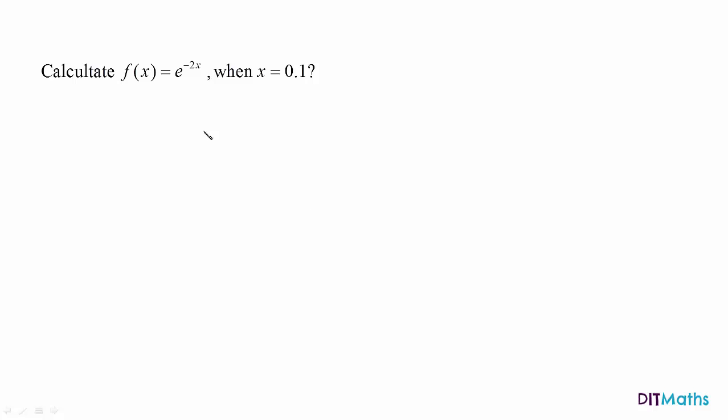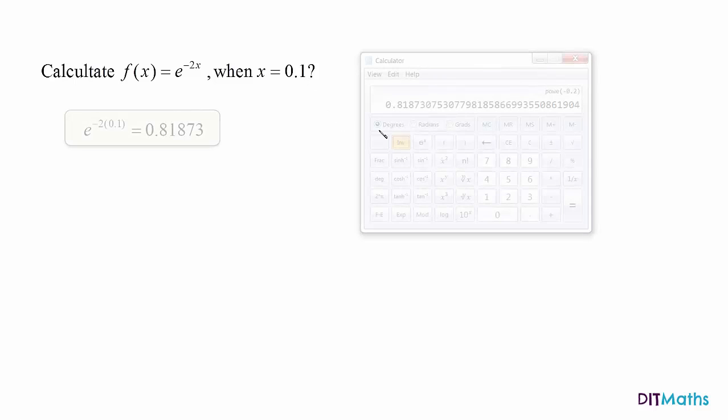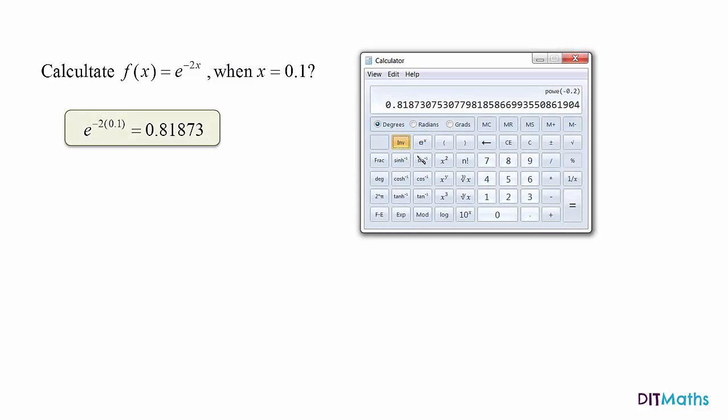Now imagine we were asked to calculate the value of the function e to the power of minus 2x when x was equal to 0.1. Well, we could simply use our calculator and get the value of the exponent e to the power of minus 2, which would give us 0.81873.